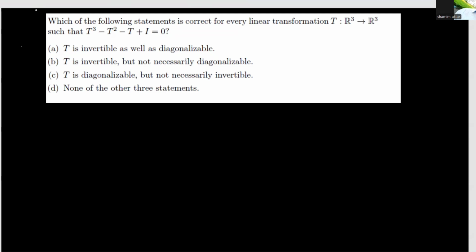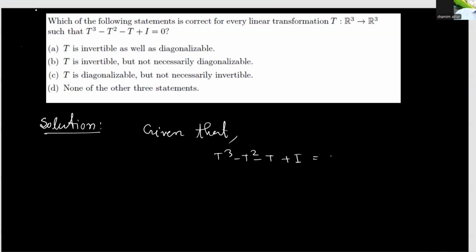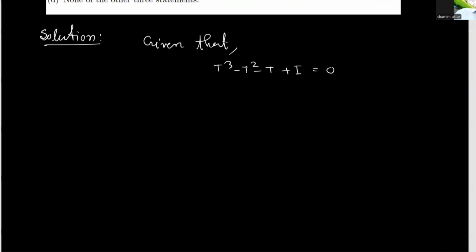Now the solution. Here it is given that T cube minus T square minus T plus identity equal to 0. So the annihilating polynomial of T is A_T(x) equal to x cube minus x square minus x plus 1. We know that the minimal polynomial divides the annihilating polynomial, so eigenvalues are also roots of the annihilating polynomial.